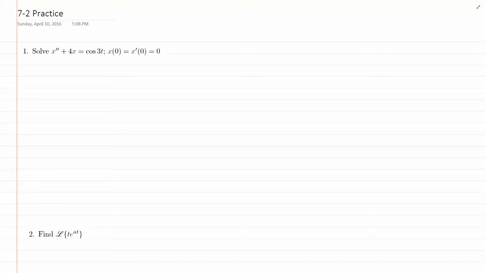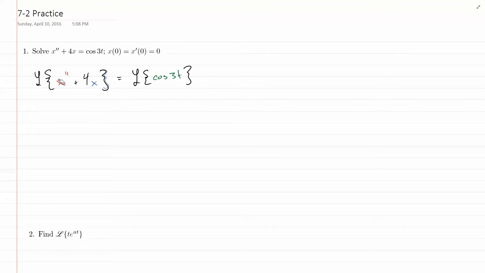All right, first problem, we want to solve an actual differential equation using the method of Laplace transforms. So what I'm going to do is apply the Laplace operator to both sides of the equation here. All right, so the Laplace transform of the left side is going to be equal to the Laplace transform of the right side.